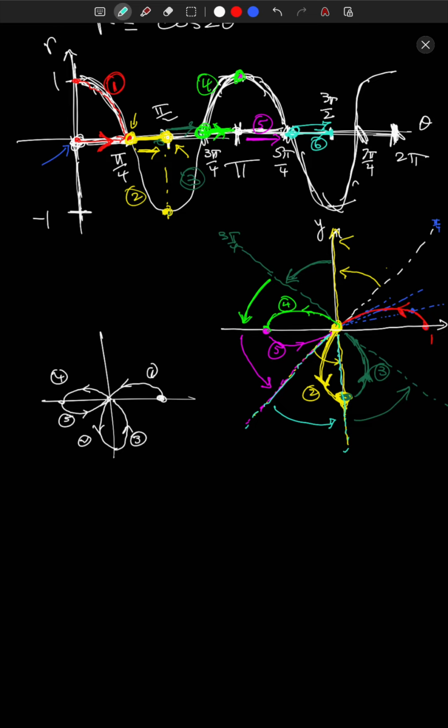Let's see. So this length right there is 5 pi over 4. So the opposite of that is that guy right there. The opposite of 3 pi over 2, which is the negative y, is the positive y. So we're actually going to be drawing from there to there.